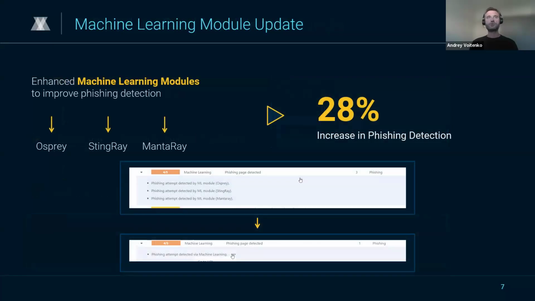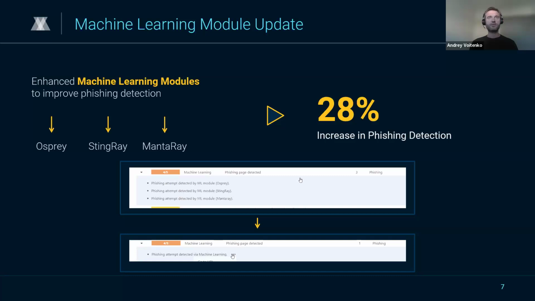Another huge addition to our phishing detection capabilities is a new member of our machine learning algorithms. For quite a while we have had Osprey and Stingray, in-lab trained, unassisted machine learning algorithms that help us detect unknown phishing.